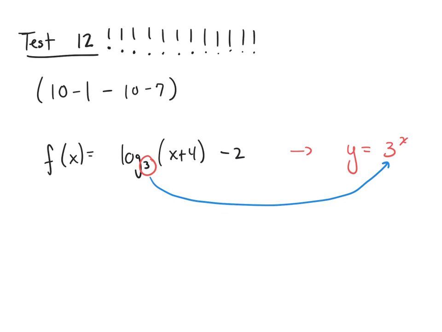Why are we switching the 3 points? Because when you switch them, that's how you get the standard graph. In this case, it would be the inverse of the exponential, which is the log graph, which is what we're looking for. Logs and exponentials are inverses of one another.